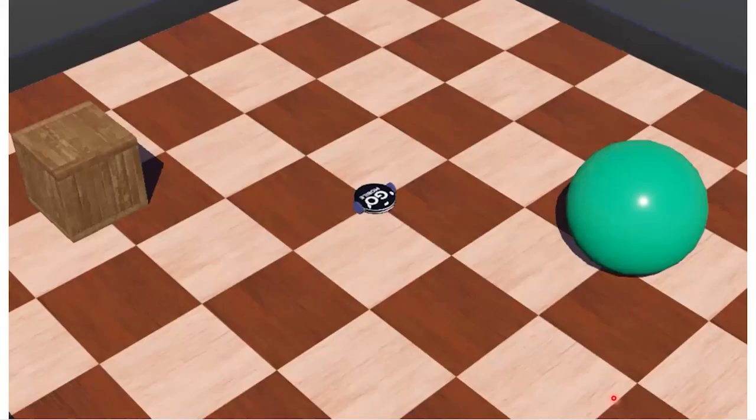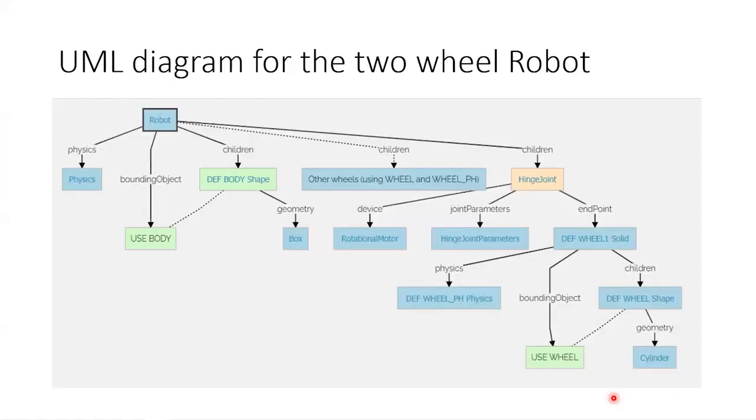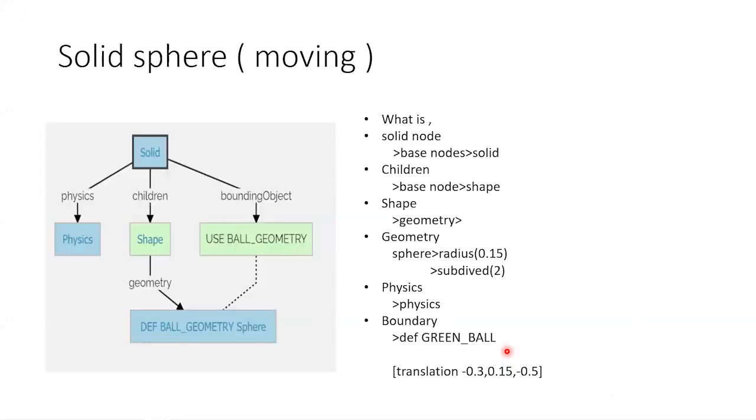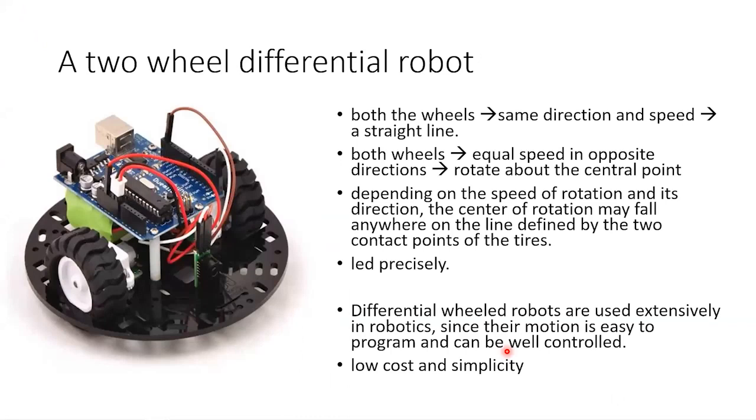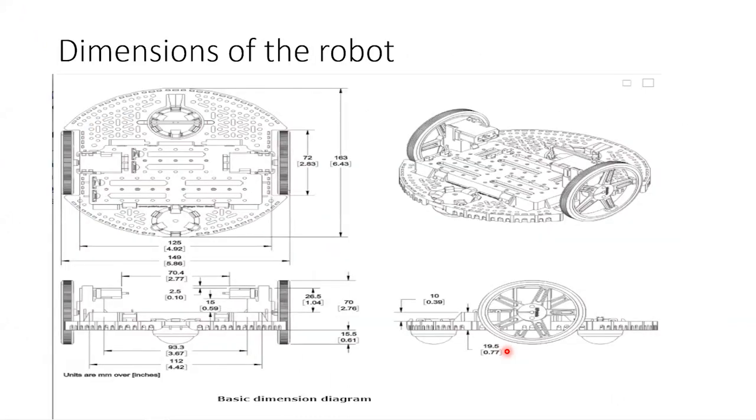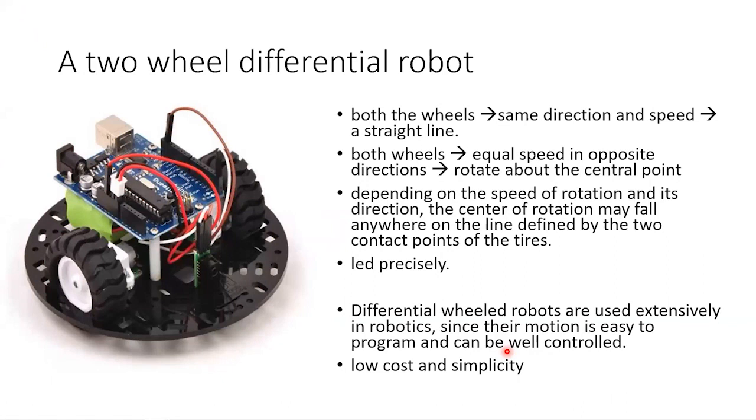Then this is our final design. This is our robot, and this is our full flowchart diagram. Now we are at the sensor part. We added our physics, children of hinge joints and body shapes. We talked about two-wheel differential robots. They are low cost, simple, and easy to model using mathematics. So we use it as our two-wheel robot design.